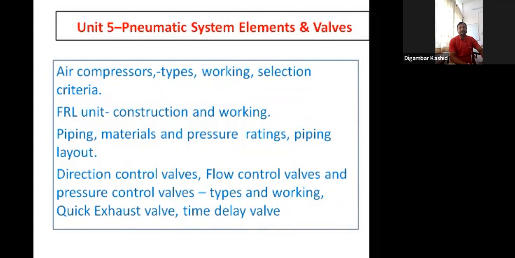Whatever types of pumps we have discussed, the same types of compressors are there. So in the next lecture we will discuss the air compressor, then the further parts also. The next lecture will start this chapter, unit number 5.